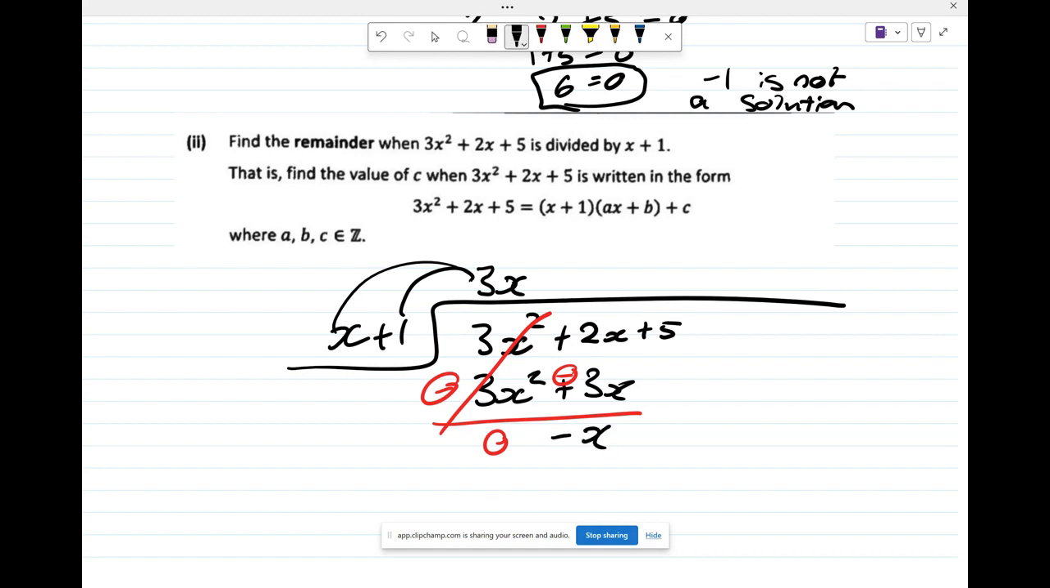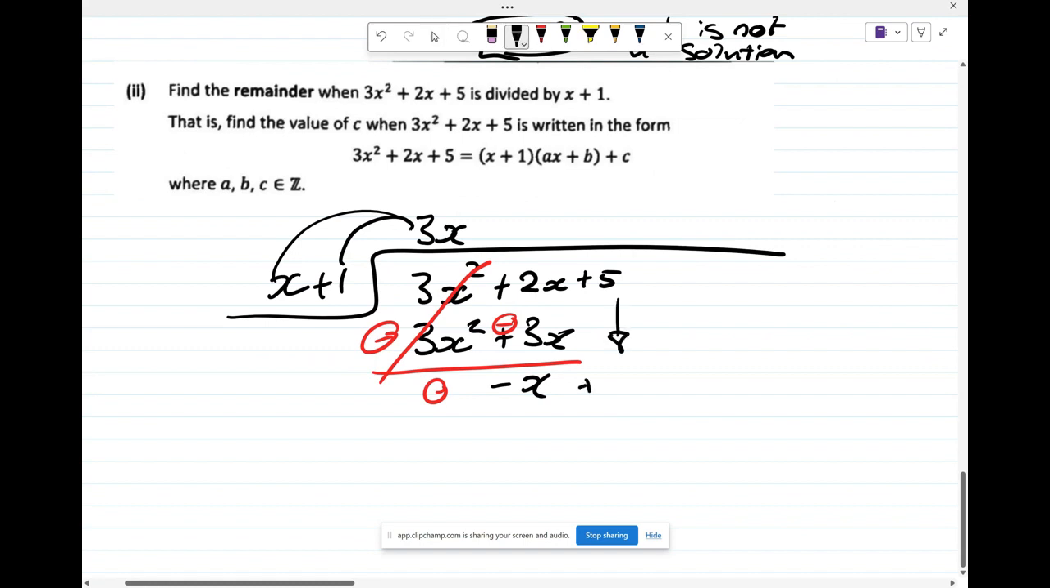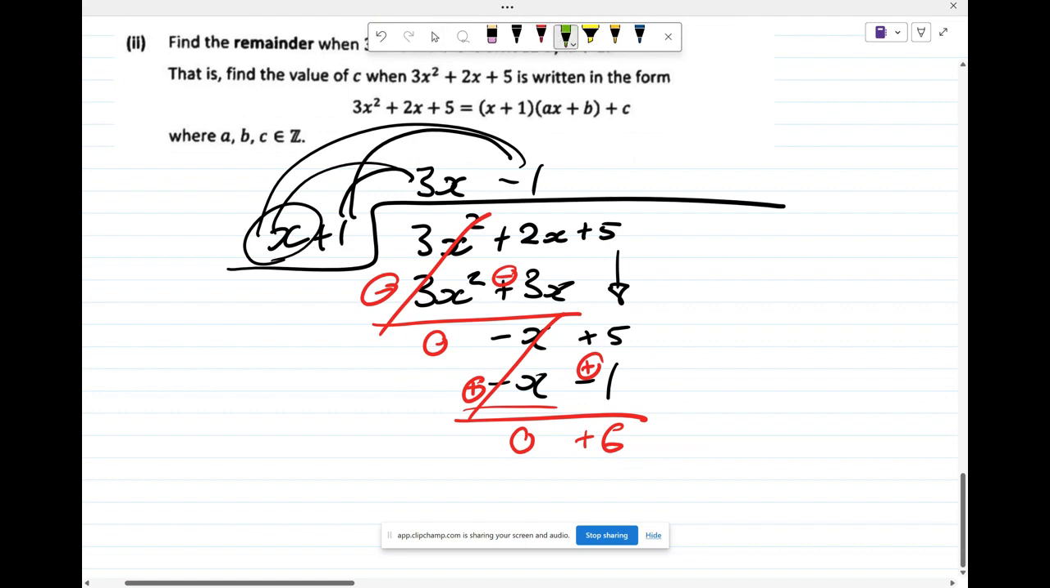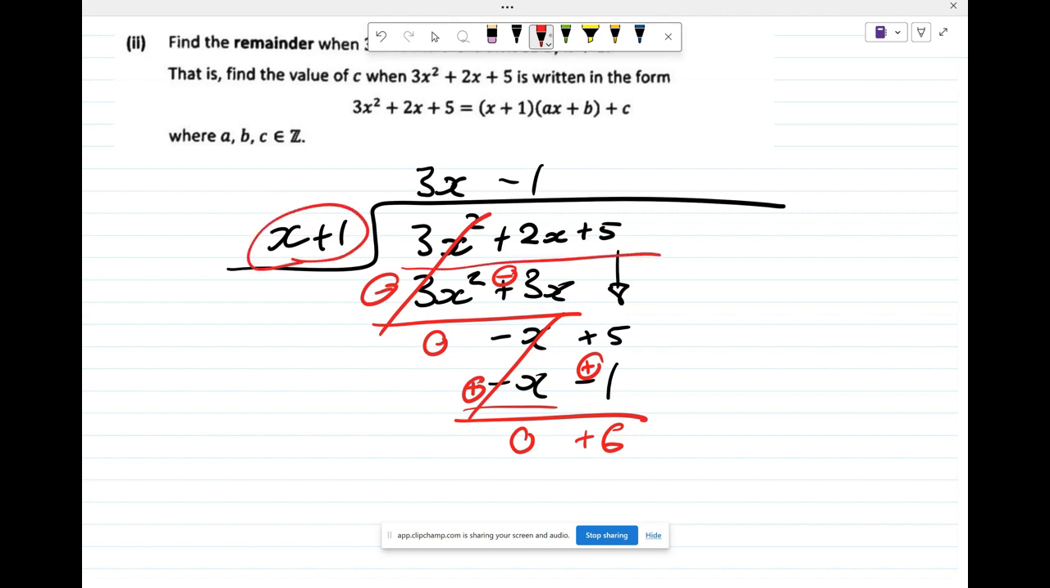Now we're going to bring down whatever we have left and do the exact same procedure all over again. Divide in your very first term. What times x will give us minus x? Well, that's just minus 1. Minus 1 times x is minus x. Minus 1 times 1 is minus 1. Change the signs. Change that to a plus. Change that to a plus. Add the equations. Minus x plus x is going to be 0, and 5 plus 1 is going to be 6. And so here we've successfully divided x plus 1 into 3x squared plus 2x plus 5.